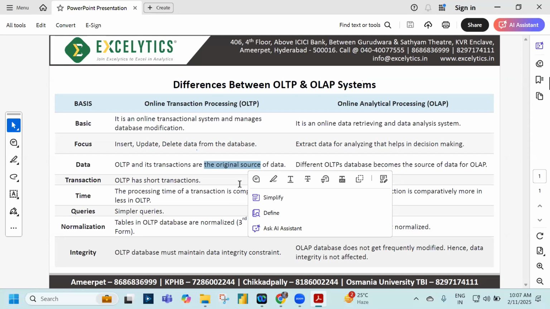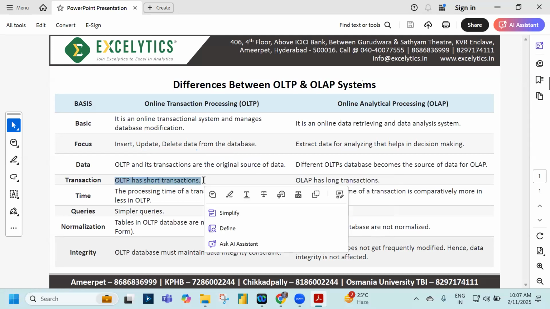OLTP has short transactions. Simple. Let me tell you this. When you go to a billing counter to buy something, say 2 shirts, how much time would you expect the transaction to take? 5 minutes? Maybe sometimes less than that. And sometimes it takes some time, right? Why? If there are a large number of customers, that is one scenario. Sometimes, though there are not many customers, it still takes 10-15 minutes. Why? Correct, a server issue.